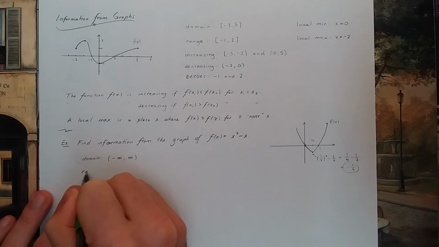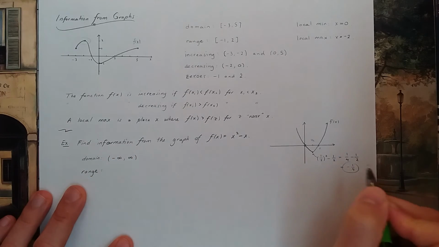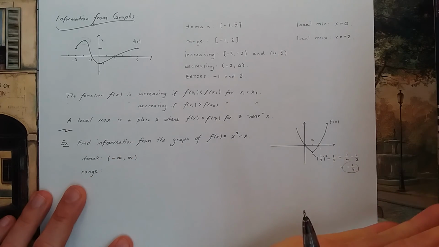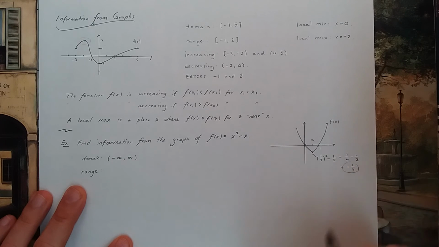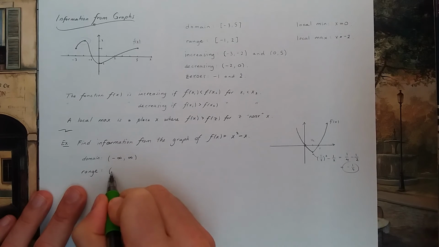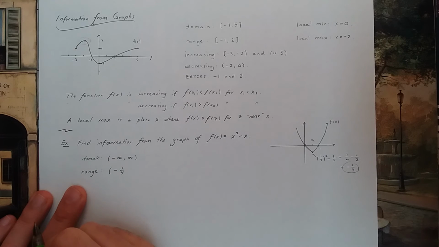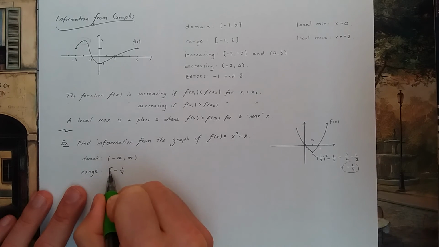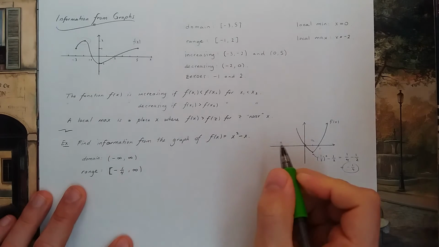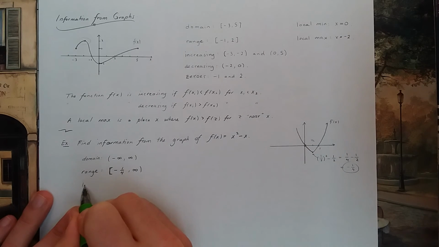What is the range? So the range are all the heights I can get out. And I think the smallest value I can get is negative 1/4. So that is the smallest value, and I can get any value from negative 1/4 on. So that's the range.